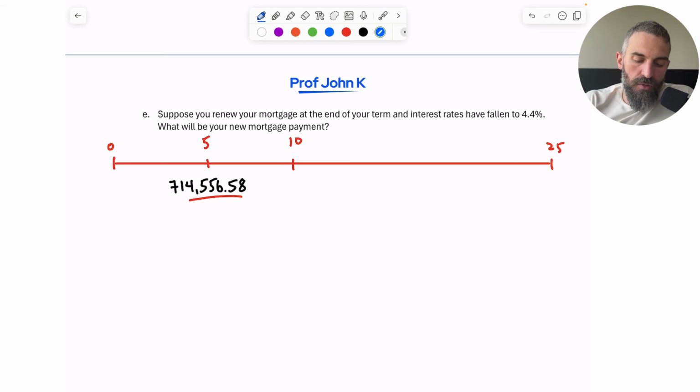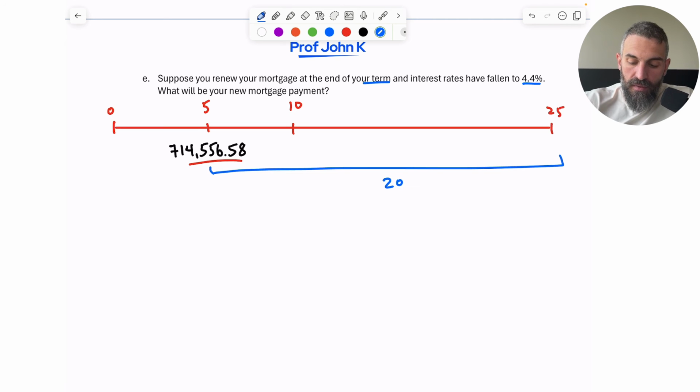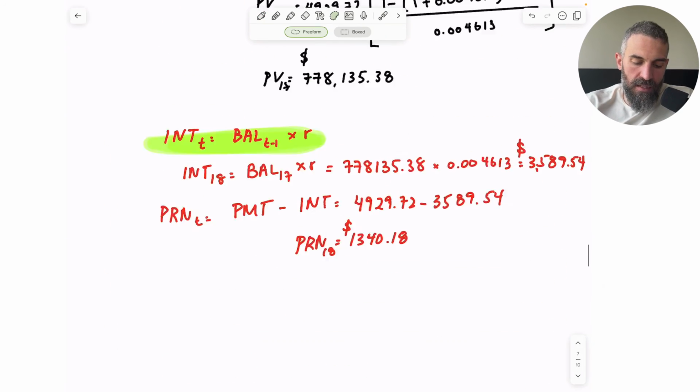So suppose that you renew your mortgage at the end of your term and the interest rates have fallen to 4.4. What is your new mortgage payment? This is how this works. Basically, you're starting a new mortgage. It's like you're starting the question over again, but you have 20 years left. And your remaining balance from the previous mortgage becomes your present value now. Then you're solving exactly the same way.